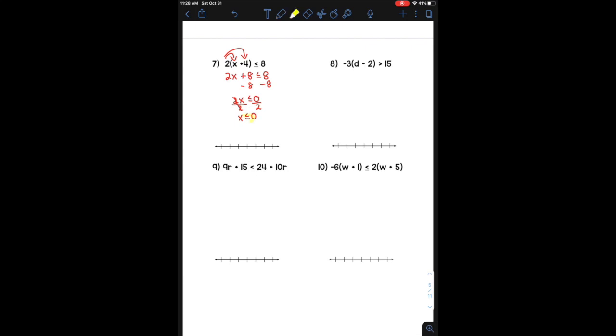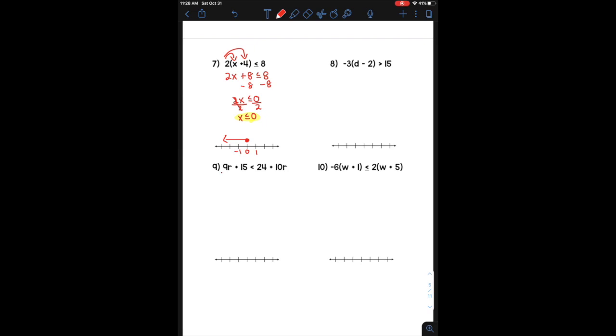So the solutions to this inequality are every number less than or equal to 0 on the number line. So we're going to put a solid point above 0 showing it is a solution, and an arrow to the left showing that solutions are all the numbers to the left of 0 on the number line.